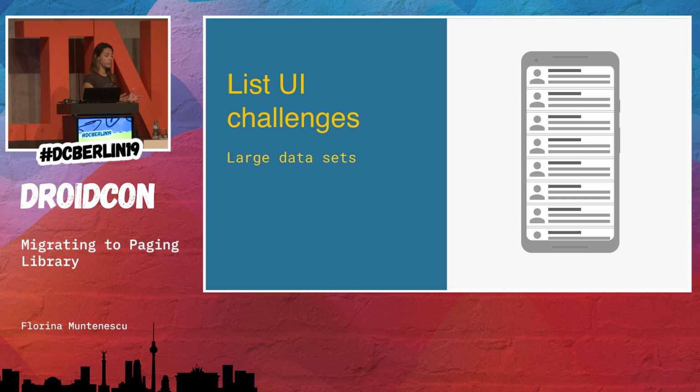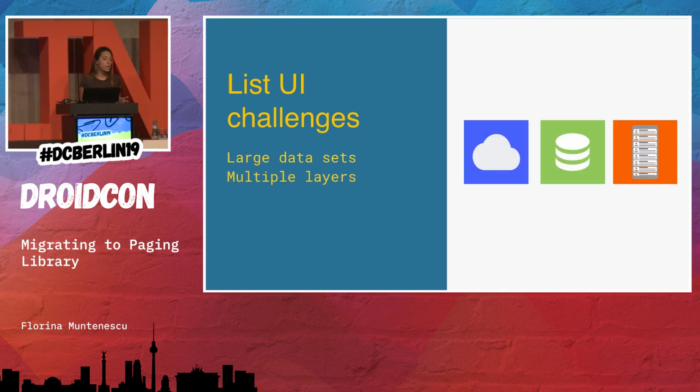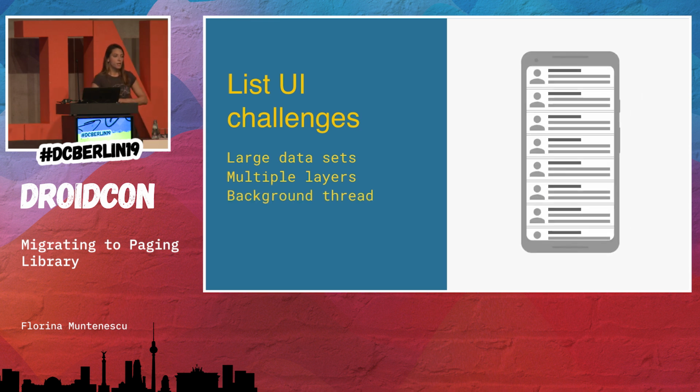So this means that the first challenge when working with list UIs is handling large data sets, making sure that you're not holding in memory all of that ton of data. Next, when you're working with lists, you have to touch multiple layers. It's hopefully never just the UI layer, but rather you have to go through all of them. So whatever solution you implement, you would need to touch all of them. Next, you want to make sure that whatever work you're doing, especially if it's a large list, you're doing on a background thread.